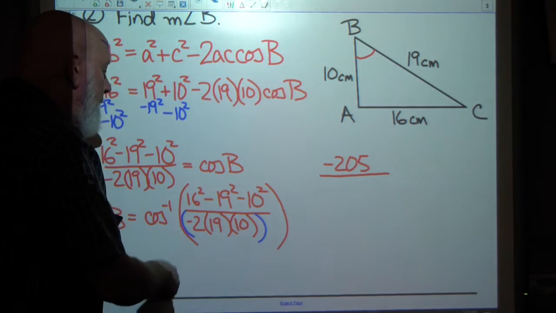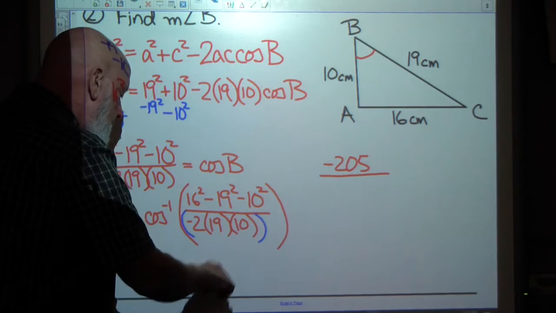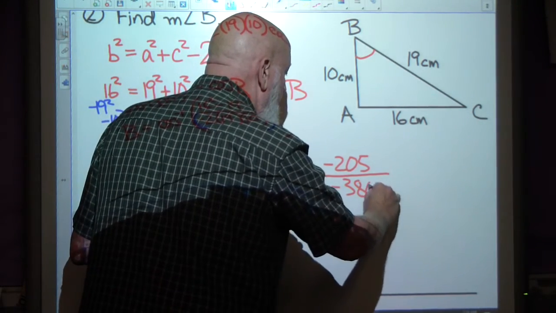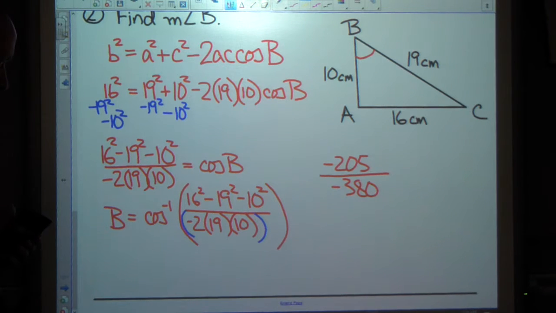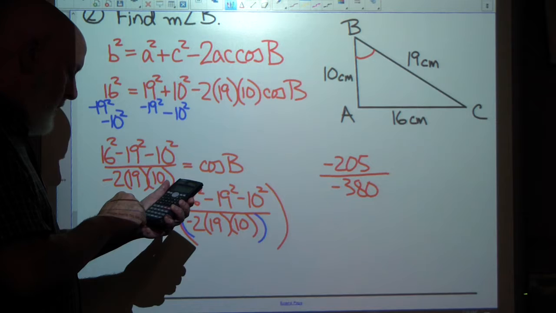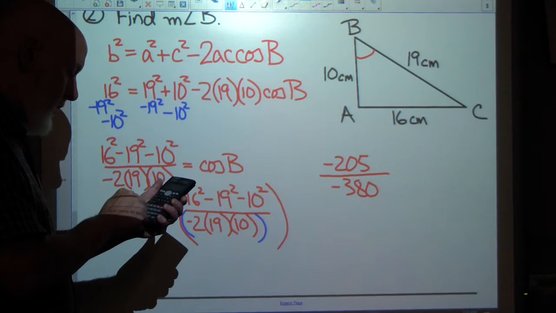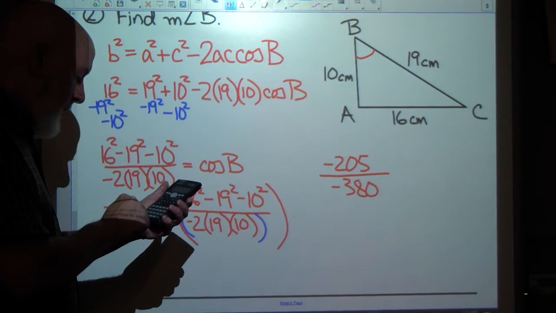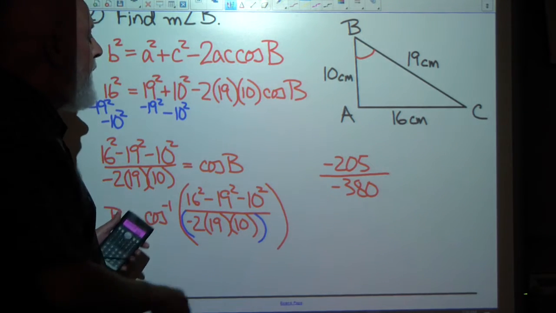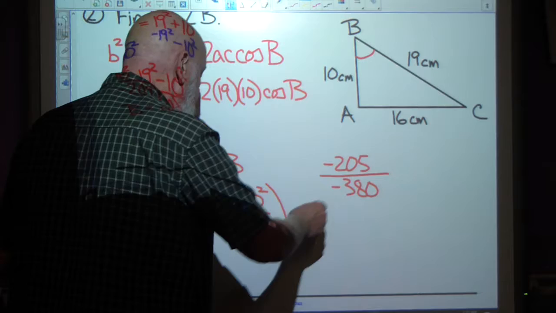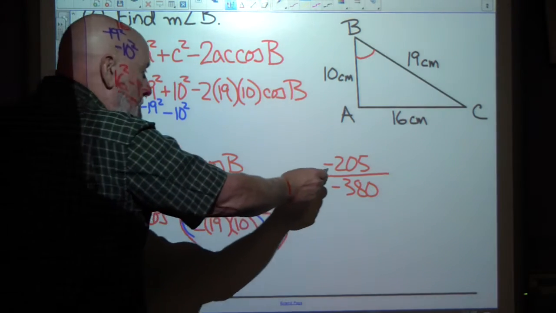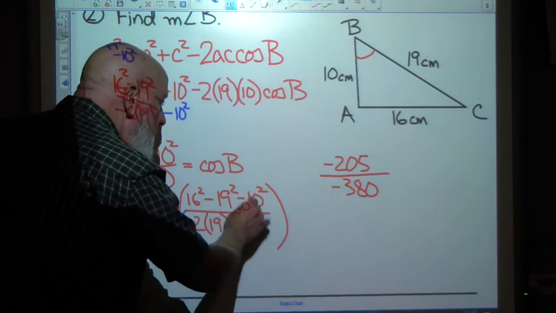Well, 10 times 19 times 2, that's what, 380? Is that right? Let me do that. 2 times 19, because it's early in the morning, and my brain is not very good at the best of times. Okay, so I got -205 over 380. That's the inverse cosine of this. This is equal to this.